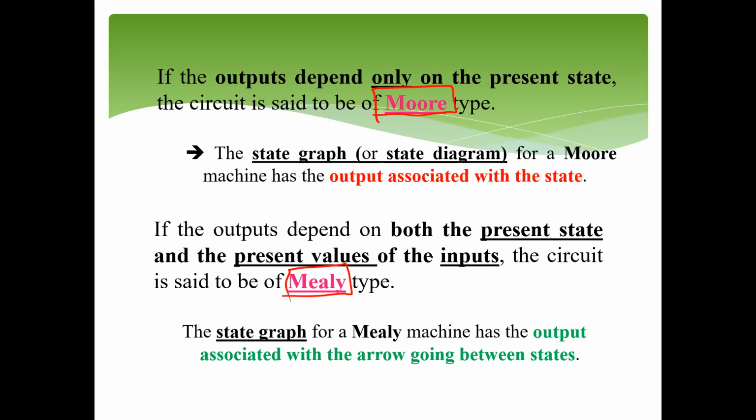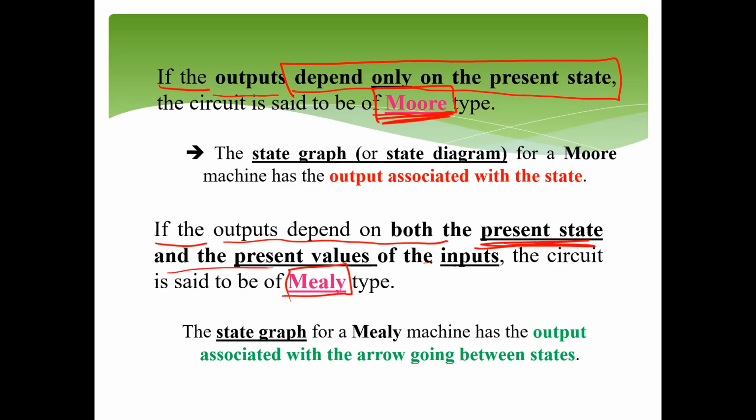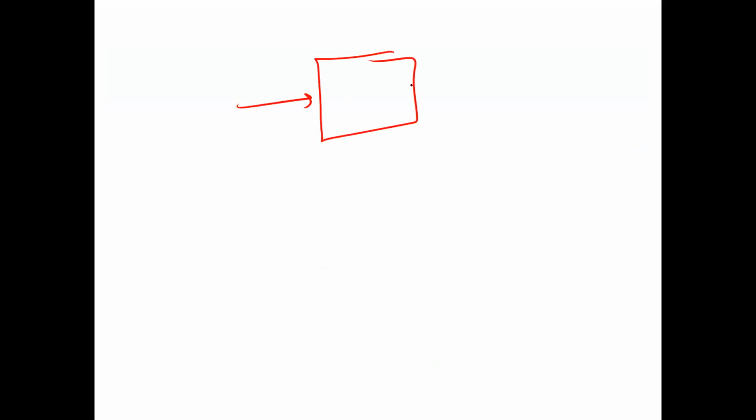The difference between Moore and Mealy, it all depends on the output. Okay. In a Moore machine, the output of the circuit depends only on the current state. So if the output depends only on the present state, then this is a Moore type sequential circuit. However, if the output depends on both present state and the inputs, then this circuit is a Mealy type sequential circuit. To look at it from the same diagram that we had before.